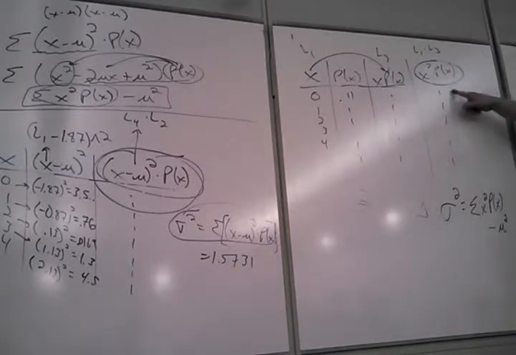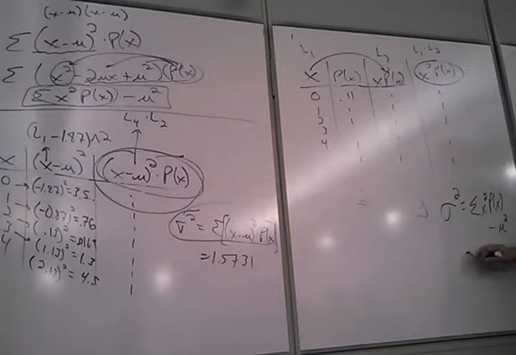This is a calculation formula. This is easier to use, believe it or not. And this is why. Normally when I set up a problem, I'll have x, p of x, and then I have to do x times p of x to get the mean, right? So what we did earlier. This formula only needs one more column for me. If I already have x, p of x, what does this formula need?